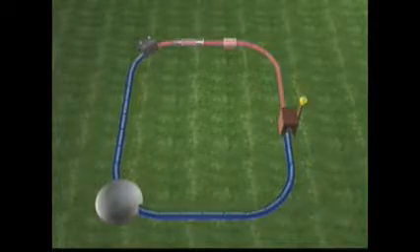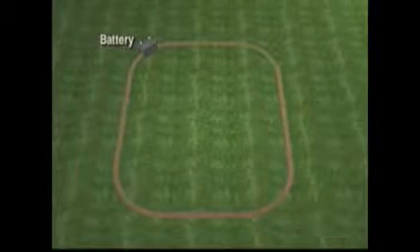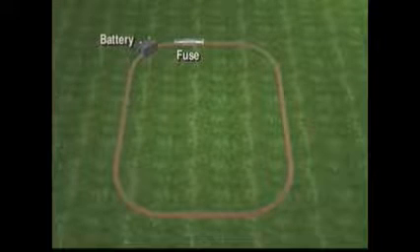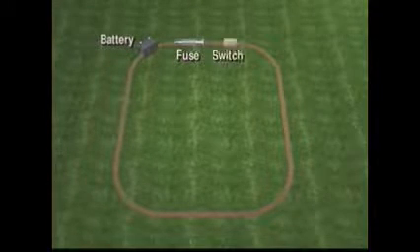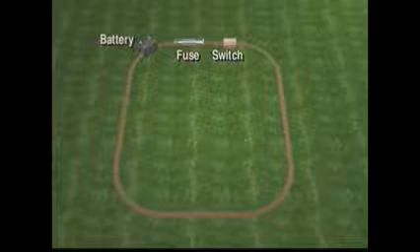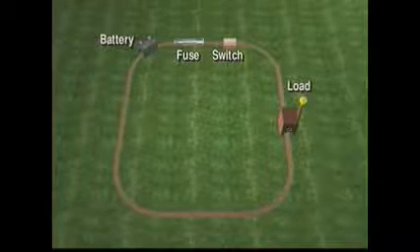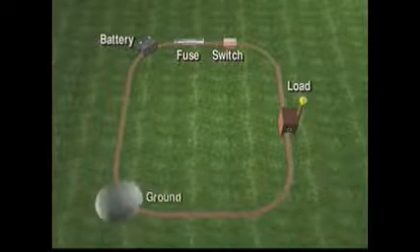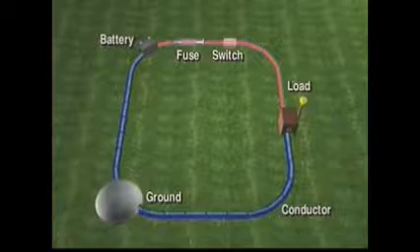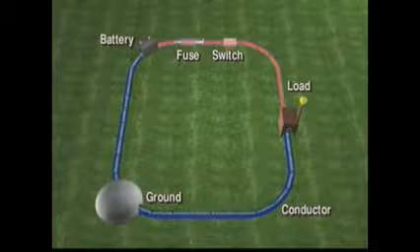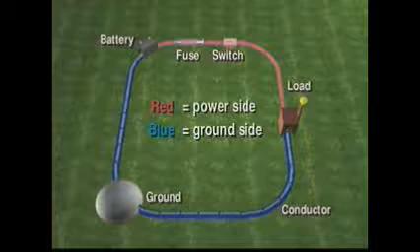the wiring diagram. At the top left of the wiring diagram, we have a battery. Moving left to right, we have a fuse, and a switch, and a load or light bulb, and a ground point back to the battery. Our track is the conductor, hooking everything together.